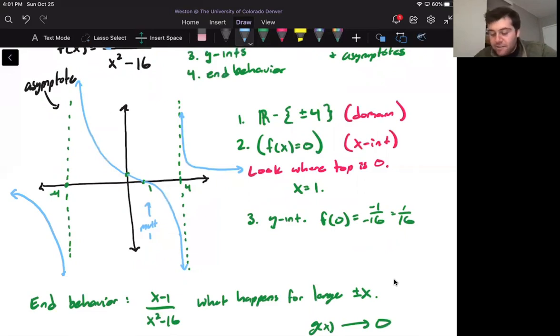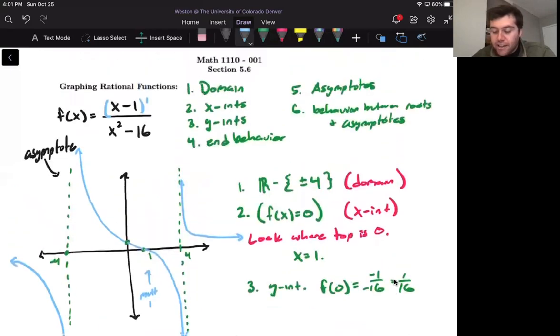So these, as you can see, get kind of messy because there's a lot of moving parts going on. But we'll do a lot of problems, and it always breaks down to just finding these 6 features: the domain, the x-intercepts, the y-intercepts, the end behavior, the asymptotes, and the behavior between the roots and the asymptotes.